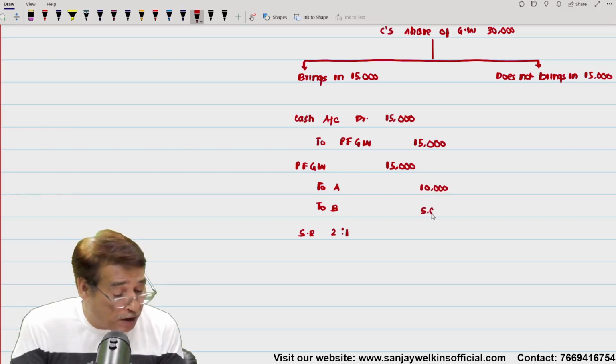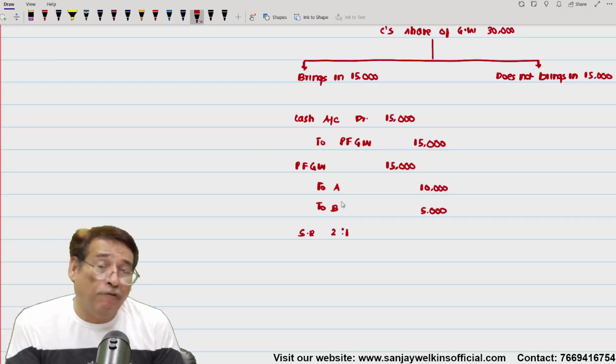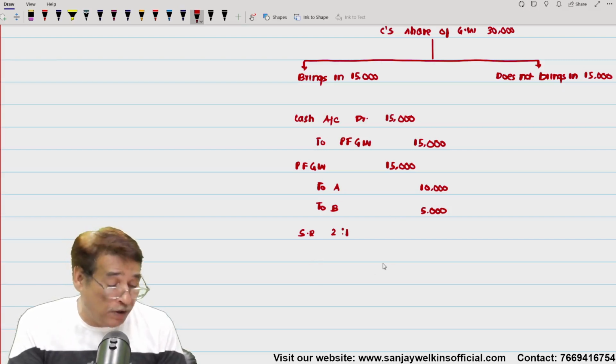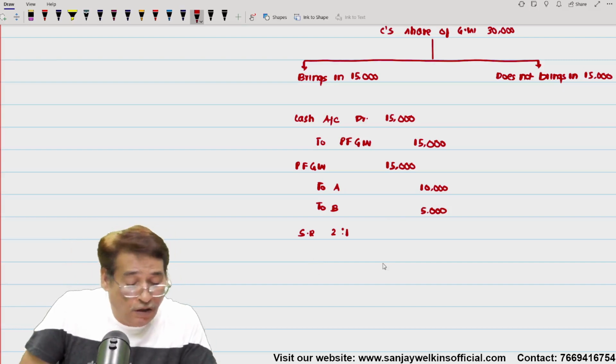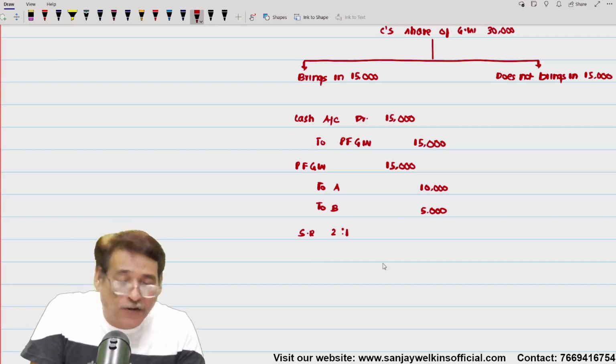If it had been written that A and B have withdrawn their amount of goodwill, then I would have passed another entry, A account debit, B account debit to cash, but it is not written. If it is not written, we will always presume that this amount is retained.